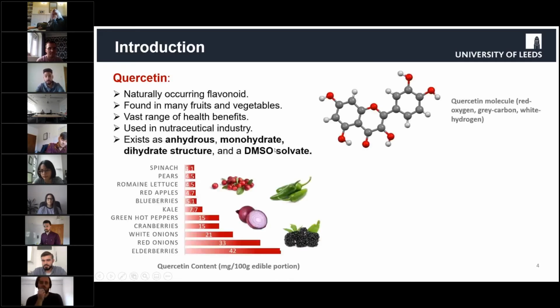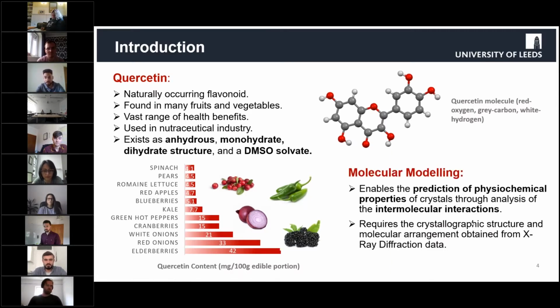Quercetin is a naturally occurring flavonoid substance. It is found in many red fruits and vegetables, and it is widely used in the nutraceutical and food industry because it has a range of health benefits. For example, it is an anti-inflammatory agent and an antioxidant agent. It can exist as an anhydrous structure, a monohydrate, a dihydrate, and a DMSO solvate. And as I said earlier, it is really important to be able to study those structures.